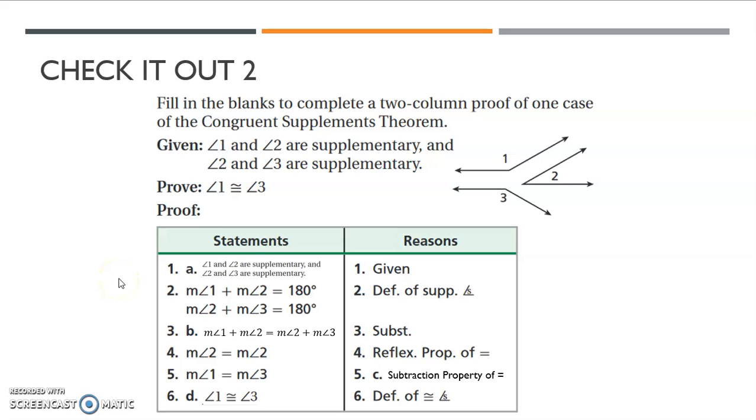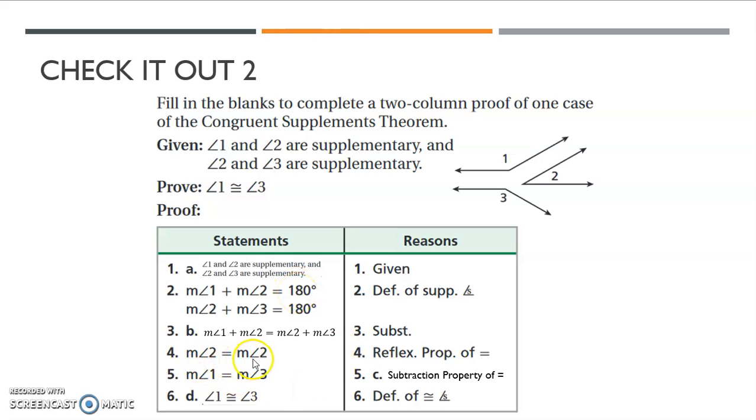Okay, in this one, in part A, it said given over here, so I just copied the given statement. Then they used the definition of supplementary to get these two things, and then they substituted. You have to look for two things that are the same, and what they did is they took this and put it up where this 180 is. So they got angle 1 plus angle 2 equals angle 2 plus angle 3. That's what they wanted here. They substituted for this 180.